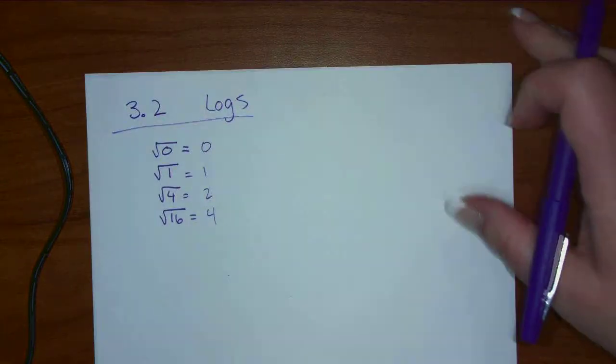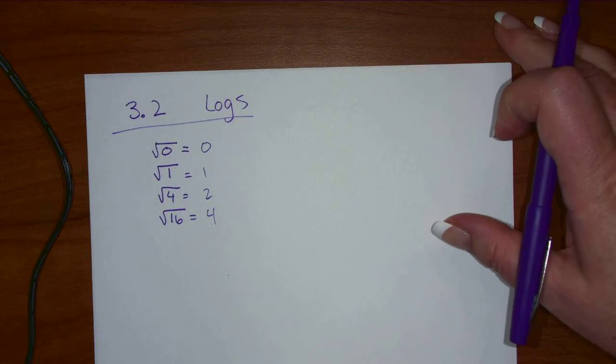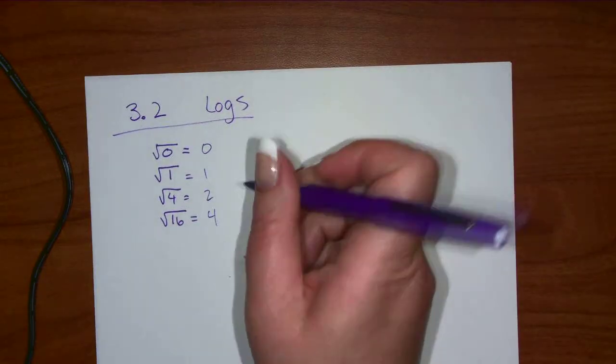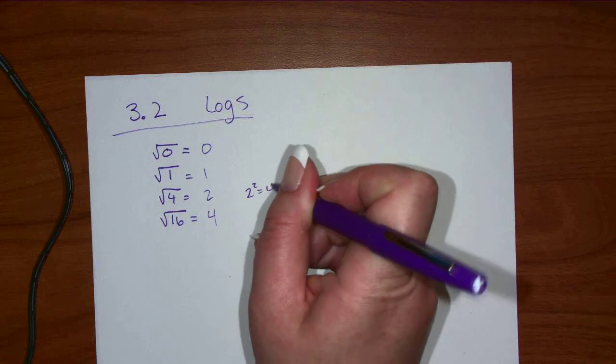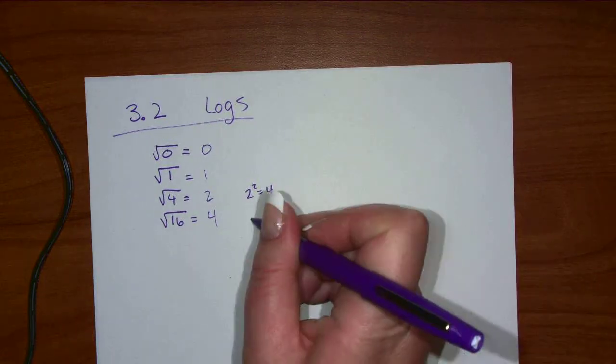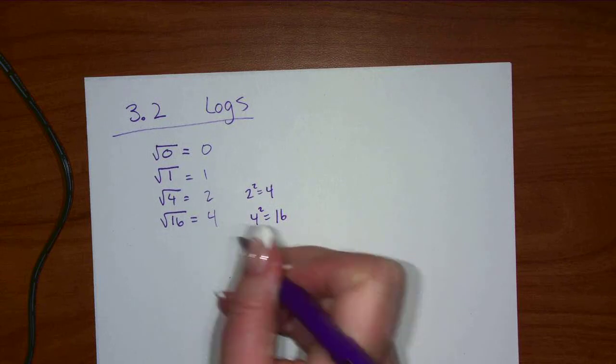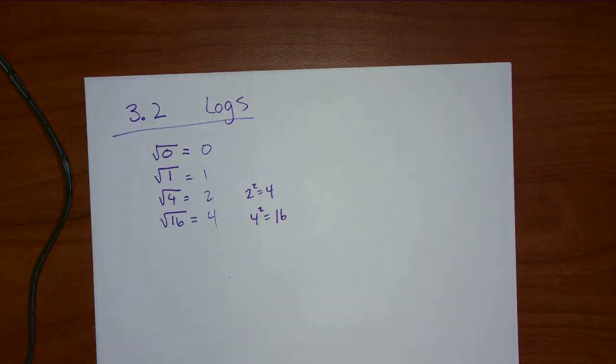Logs are similar. Square roots are what? 2 squared equals 4. So that's why the answer is 2. 4 squared equals 16. So that's why the answer is 4. It's what number times itself, or squared, gives you whatever's under the bracket. That's what a square root is.